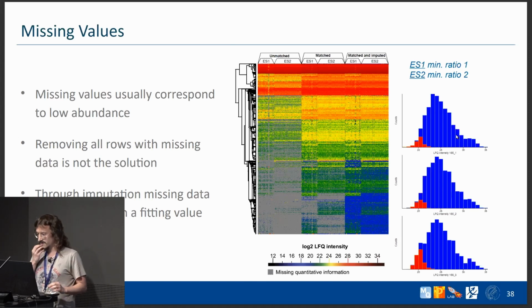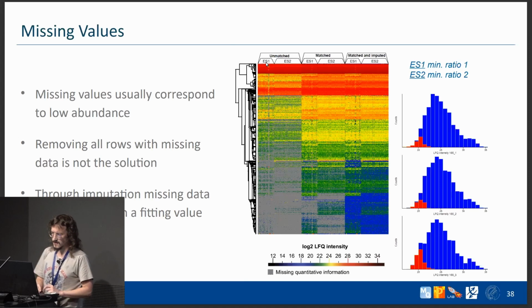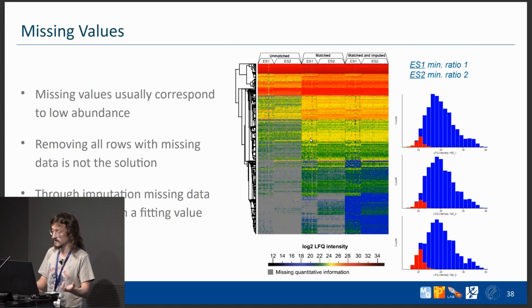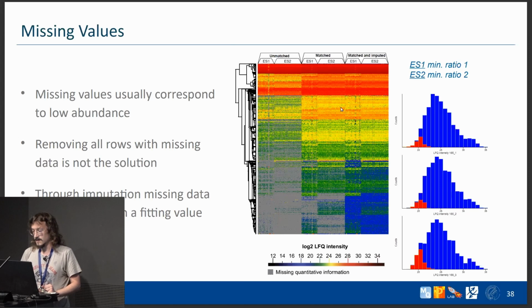But just to explain quickly what imputation means, so we have this experiment. Just to show you one thing, you see here there is an S1 and ES1 and ES2. This means that these are the same data, but analyzed with minimum ratio 1 and minimum ratio 2. And as you can expect, then we have a lot more proteins in minimum ratio equal to 1. But anyway, you see there are still a lot of missing data here.